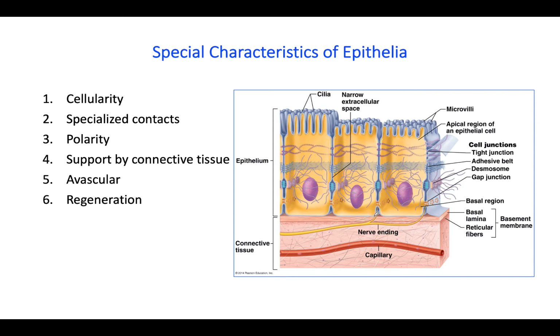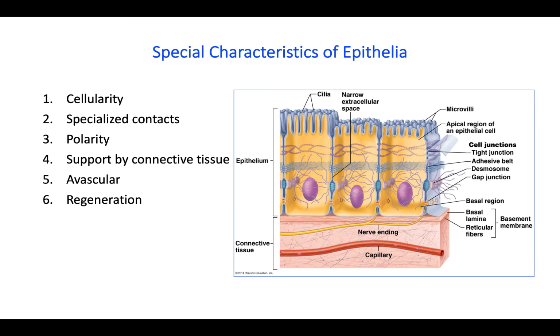The basal surface of most epithelial tissue is attached to a basement membrane. Basement membrane is a meshwork of protein and fiber. The basement membrane plays an important role in supporting and guiding cell migration during tissue repair.